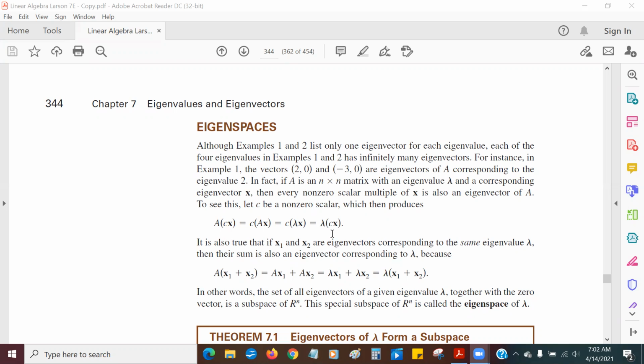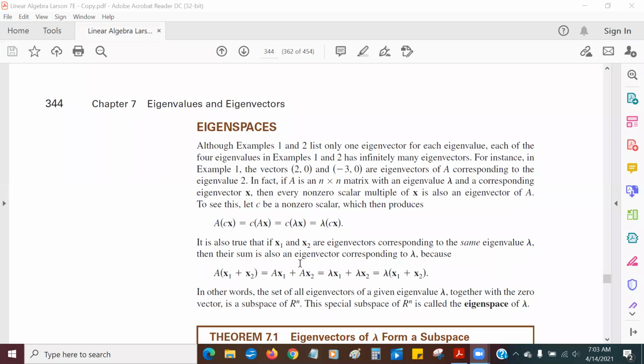So what do we learn from this? We started with a vector x, which was an eigenvector for the eigenvalue lambda. And we noticed that when we multiplied the matrix A times this new vector Cx, we got lambda times that new vector Cx. So this tells us that if x is an eigenvector, then any scalar multiple of x is too, which means the eigenvectors are closed under scalar multiplication for a particular lambda.